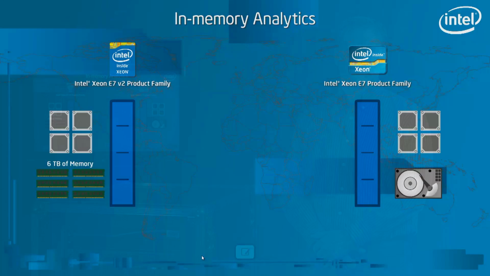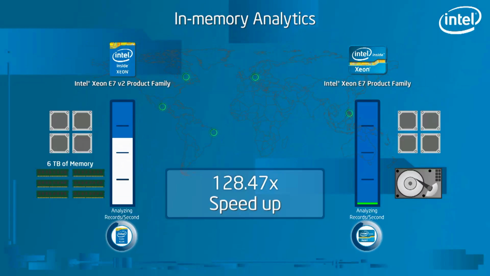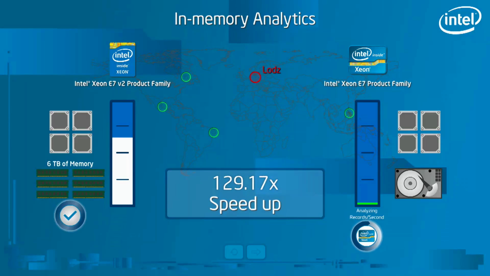Now what we're going to show with the demo is how long it takes to process 4 terabytes of sensor data coming from thousands of equipment sensors at several different oil and gas refinery facilities around the world. When I click go, you'll notice that the system on the left, the new E7 V2 based server with the full 4 terabytes of data in memory, is analyzed almost immediately, about 5 seconds, compared to the approximately 12 minutes on the right-hand side using the older previous generation E7 solution with a hard disk array.